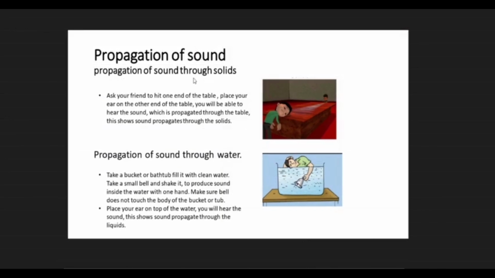Propagation of sound through solids. Now, ask a friend to hit one end of the table and place your ear on the other end. You'll be able to hear the sound propagating through solids such as this table.